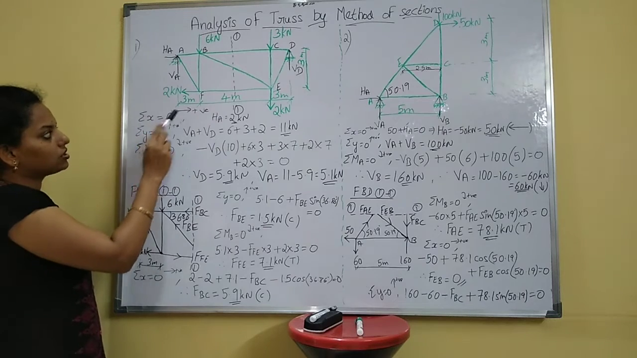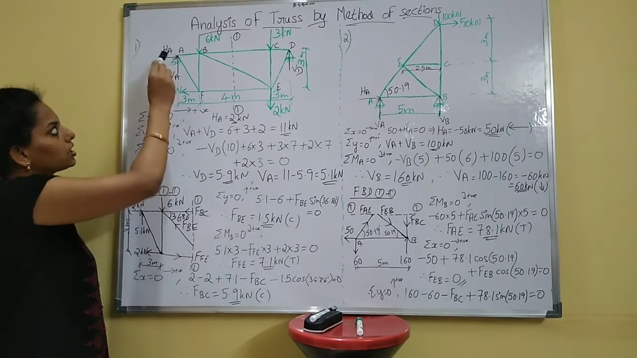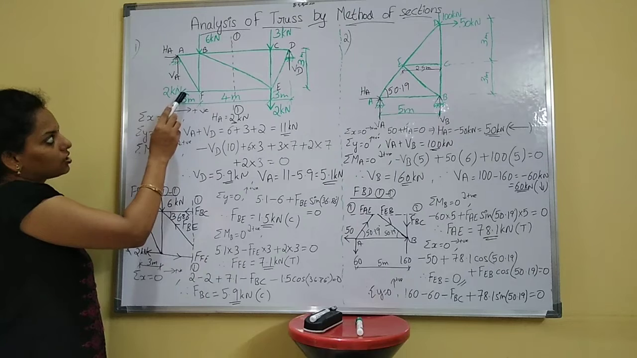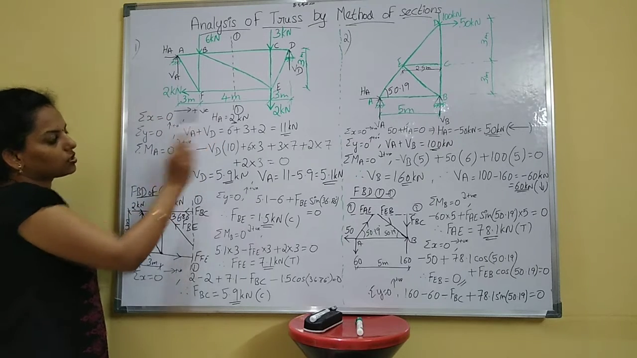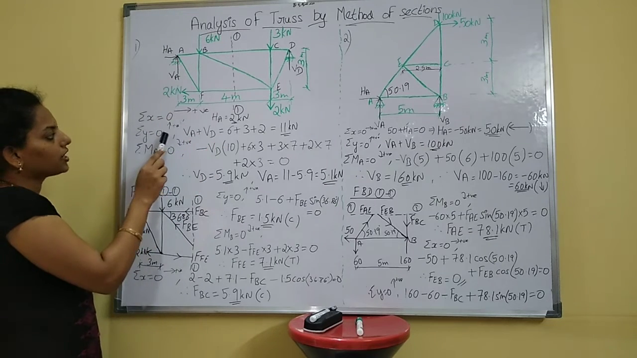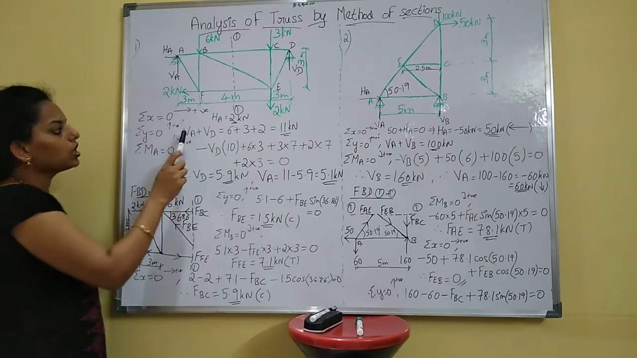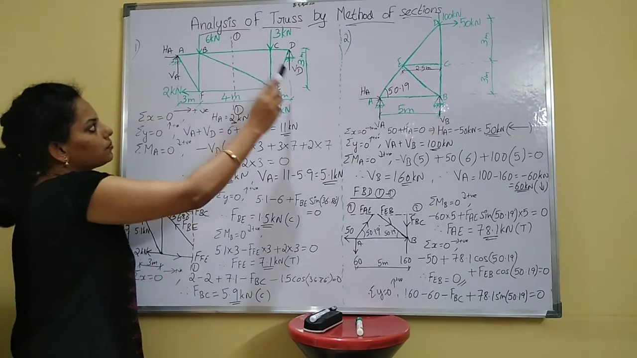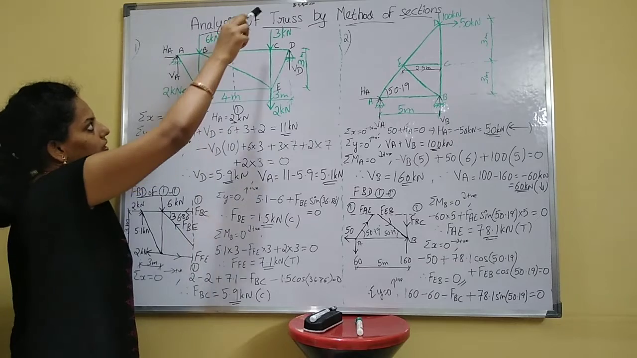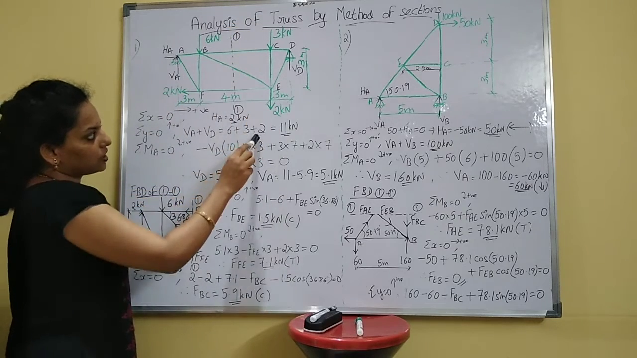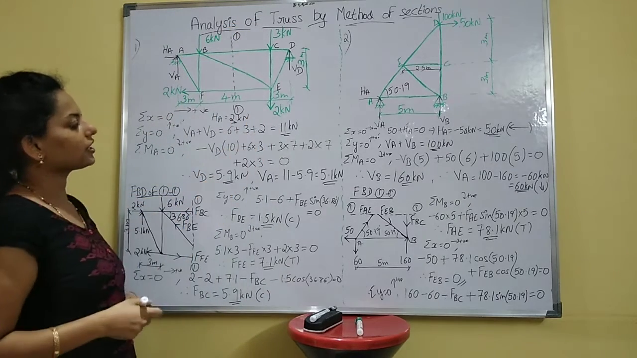So summation x equal to 0, towards right as positive. Here you have HA, and here a horizontal force, that is 2 kilonewton. So HA is equal to 2 kilonewton. Summation y equal to 0, upward as positive. VA plus VD equal to 6 plus 3 plus 2 kilonewton plus 2, which is equal to 11 kilonewton.